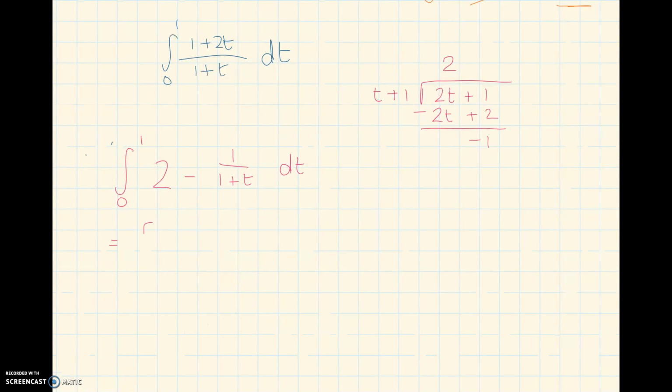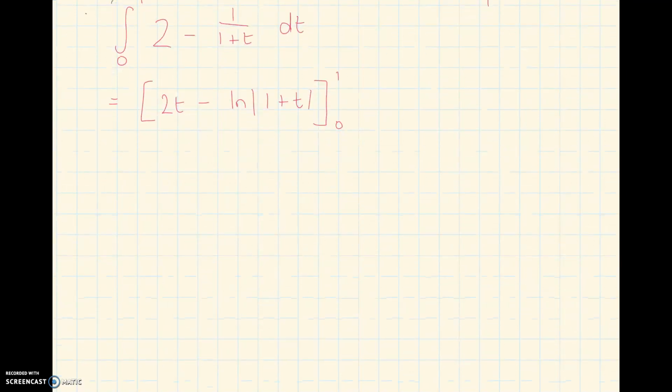If I integrate that with respect to t, 2 becomes 2t, and that becomes minus log of 1 plus t, between 1 and 0. And then all I'm going to do is put in my limits. So if I put in my limits, I'm going to get 2 minus log of 2, minus 0 minus log of 1. And log of 1 is just 0, so that comes out as 2 minus log 2.